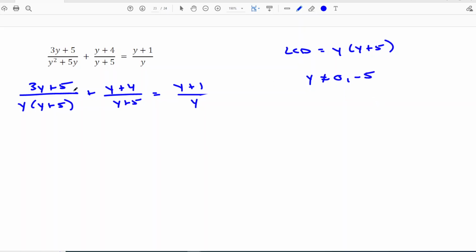Then I'm going to solve by either creating this common denominator, so multiplying this one by y over y and this one by y plus 5 over y plus 5, or the full destruction, which is multiplying everything by that lowest common denominator. I'm going to do it in a different color. So I'm going to multiply everything by y times y plus 5.